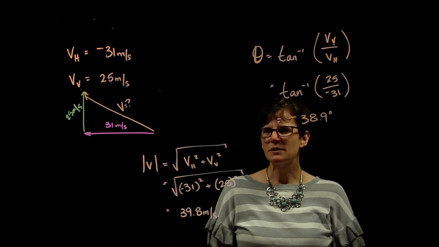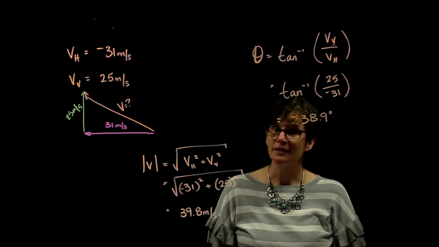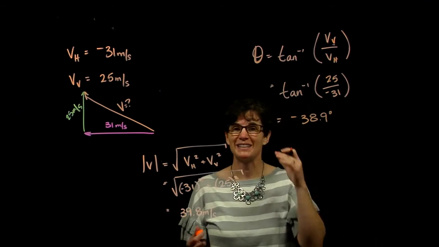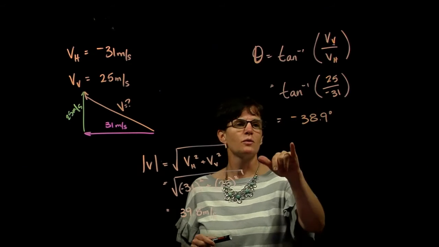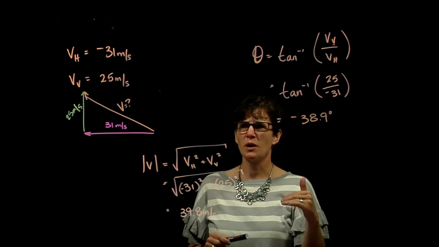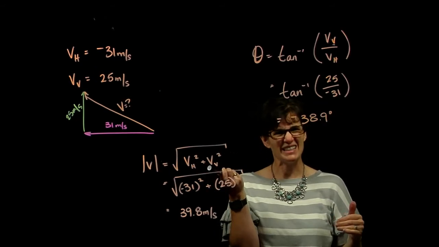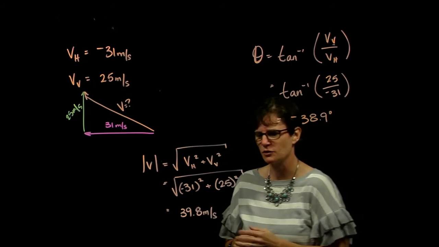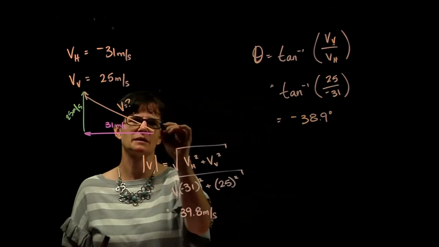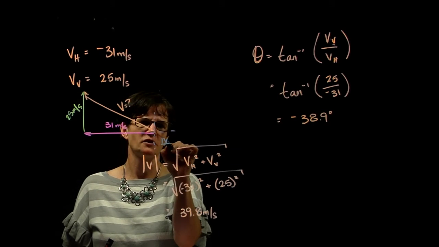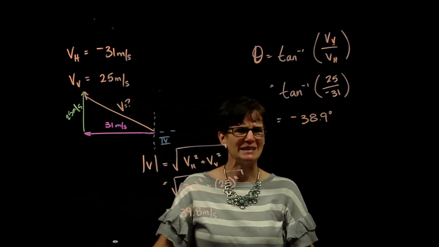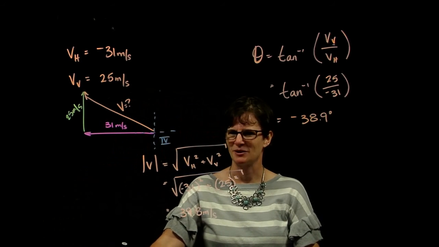So I have to decide if that's reasonable. Remember, an inverse tangent is only going to give you values in the first and fourth quadrant. So this negative is in the fourth quadrant. Is my velocity in the fourth quadrant? Is the direction in the fourth quadrant? If I drew a little quadrant system on this, this is the fourth quadrant. Well, velocity certainly is not in that direction.